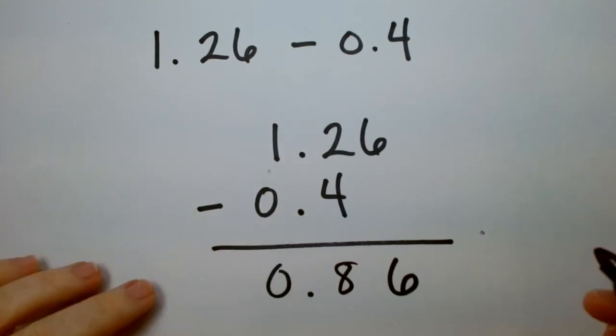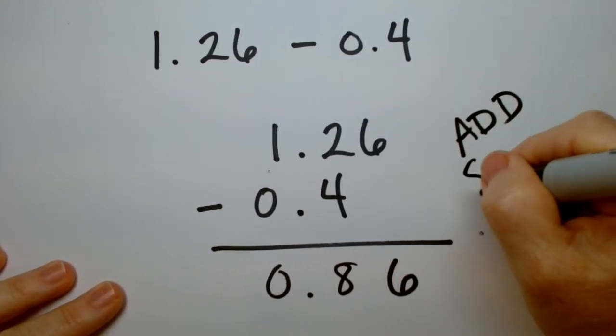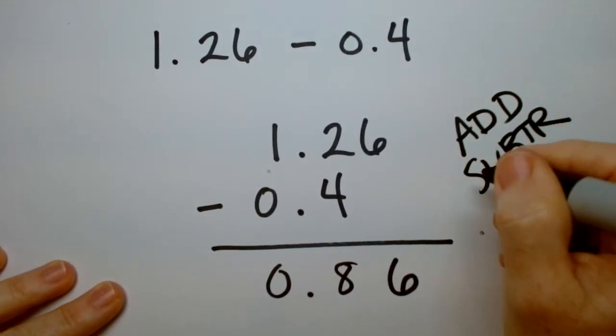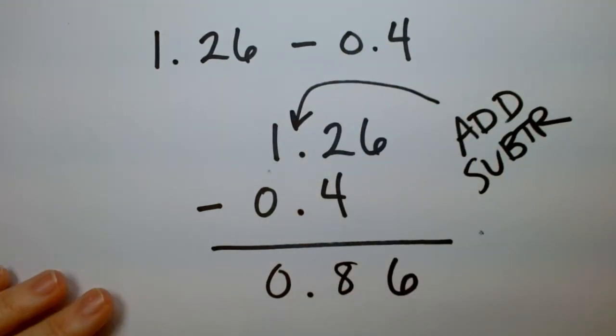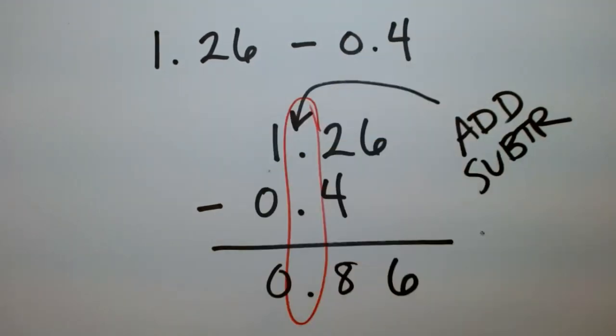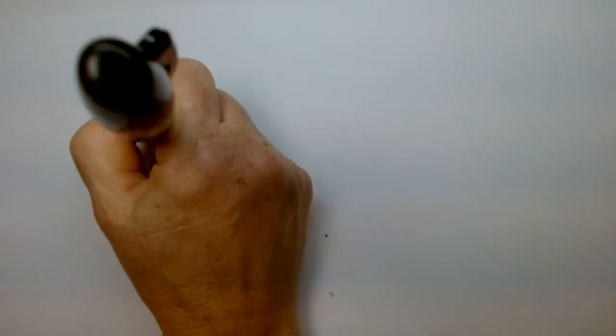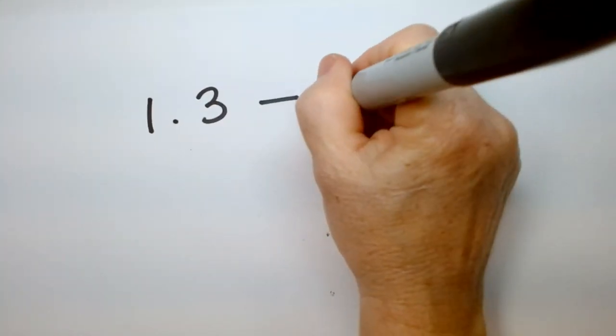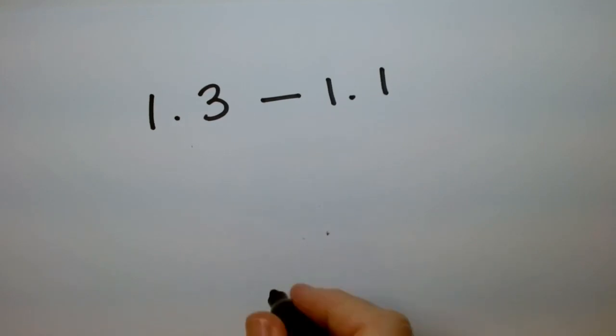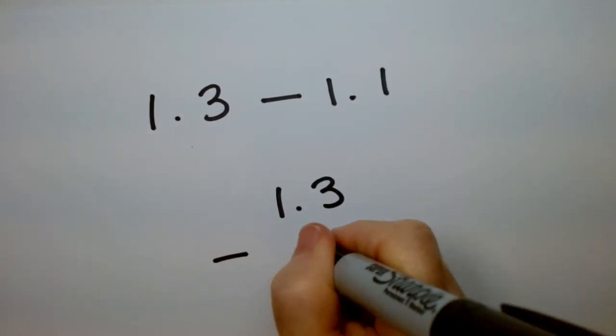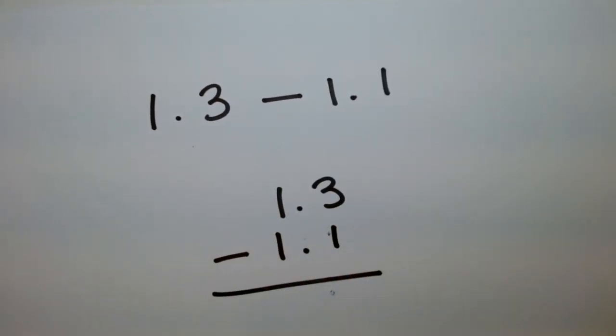Yeah, so for adding and subtracting, you have to line up that decimal point. If you don't, you're going to get the wrong answer, and then all that work you just did is totally wasted. Here, let's do another one. How about 1.3 minus 1.1? Okay, 1.3 minus, line up the decimal, 1.1. What do you get?